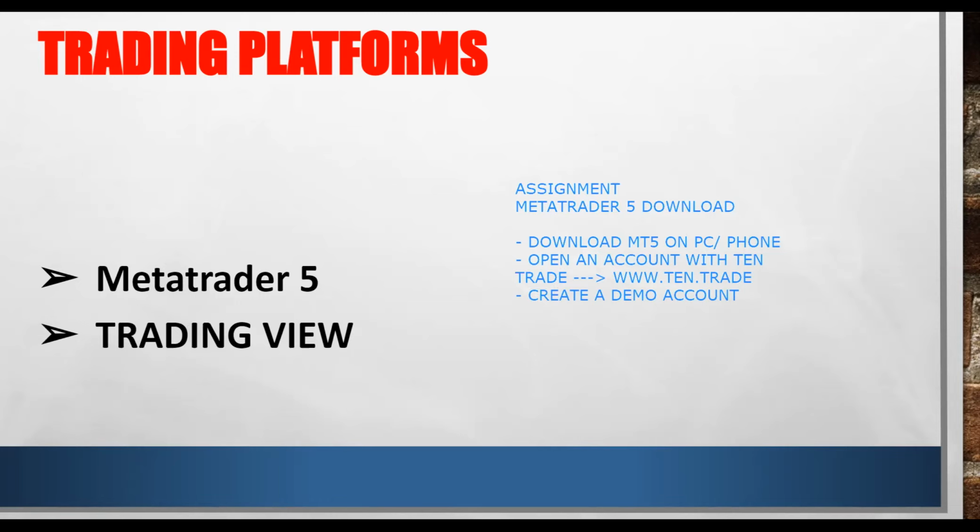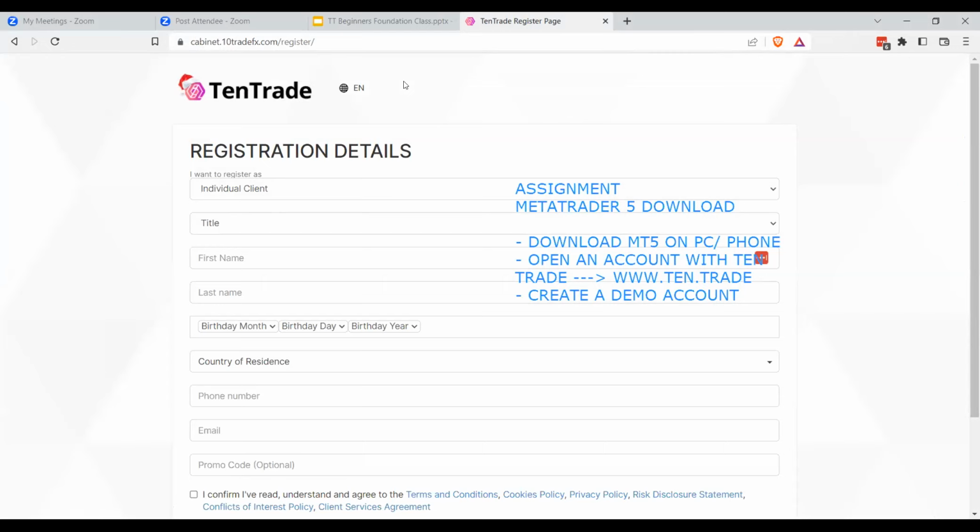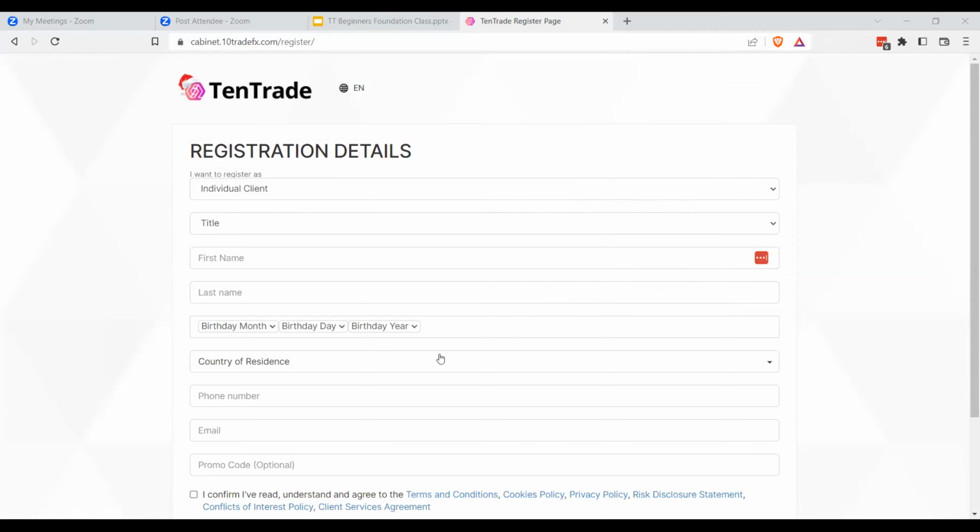All right, so tomorrow, let us come with this. Let me just quickly go to the TenTrade platform and show you all of this. So this is the TenTrade platform. Understood. Perfect. So when you create your account, you want to log in. So let me log in.